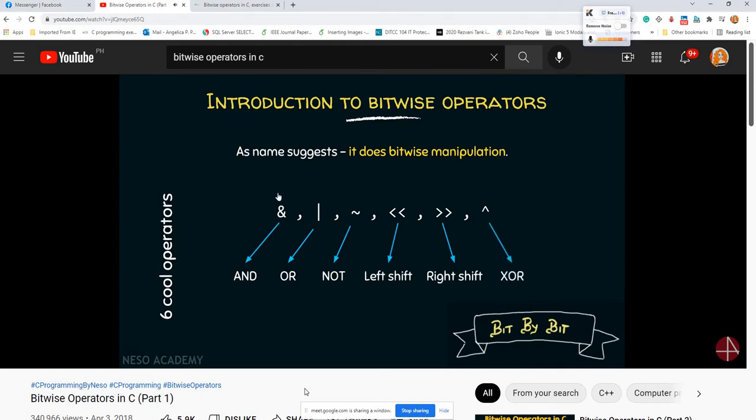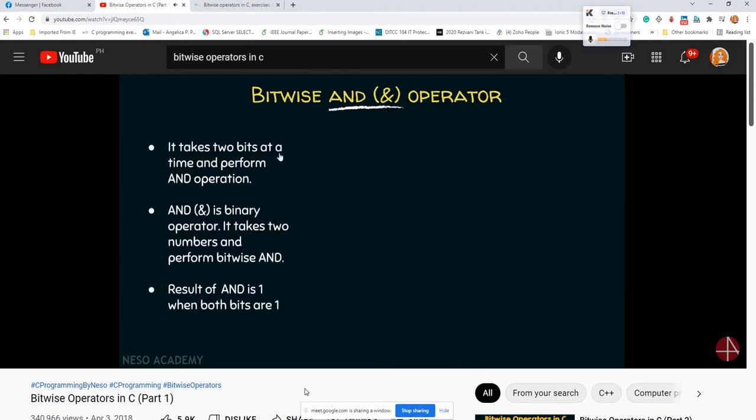Now let's try to understand what is Bitwise AND Operator. It takes 2 bits at a time and performs AND operation. AND is a binary operator. First of all, please note that.